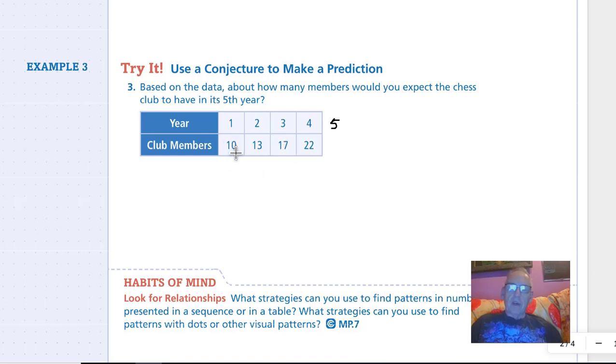Let's see. This one goes up by 3. This one goes up by 4. This one goes up by 5. The next one, to continue the pattern, is going to go up by 6. So the 5th one would have 28.